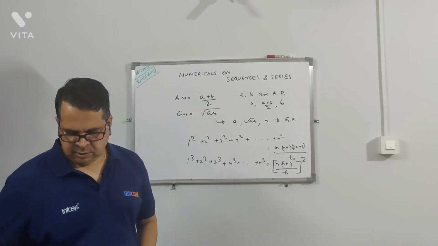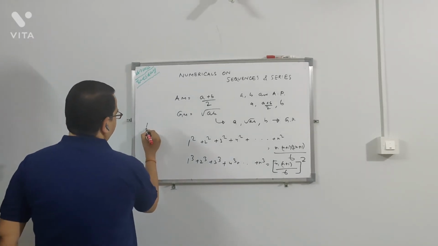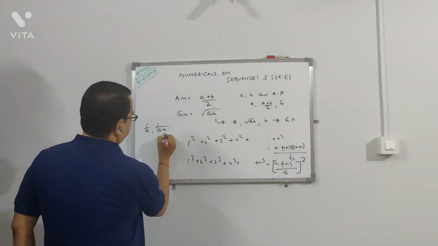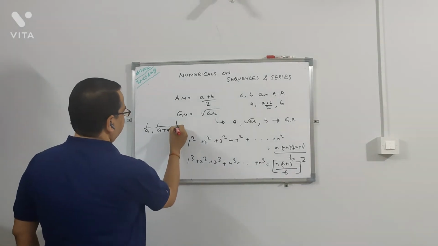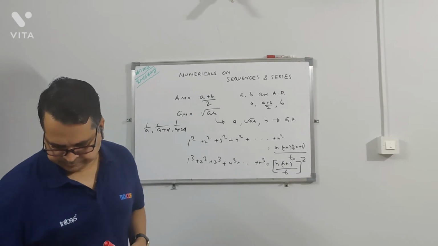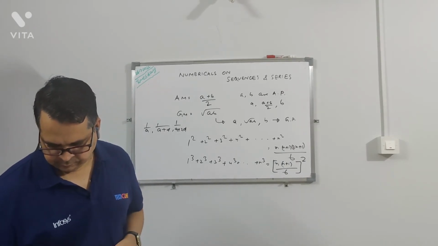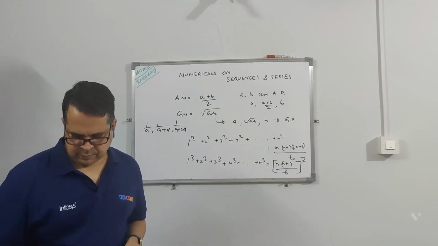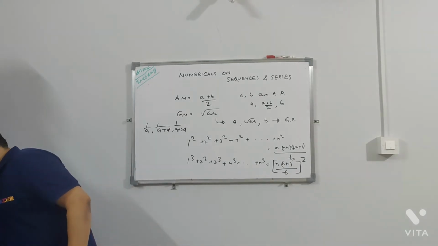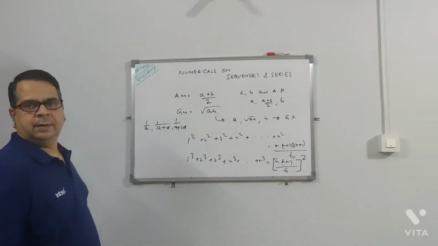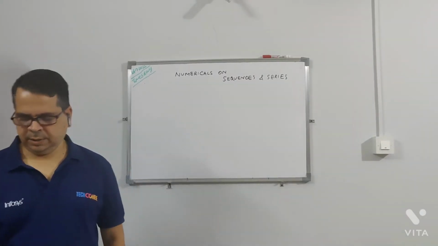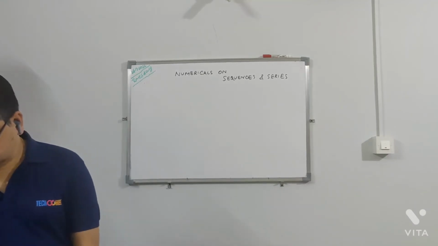And there is something called harmonic progression. If you have 1 by a, then 1 by (a plus d), then 1 by (a plus 2d), just the reverse, these are called harmonic progression. So basically these are the ones. We will try to solve a few numericals based on this.